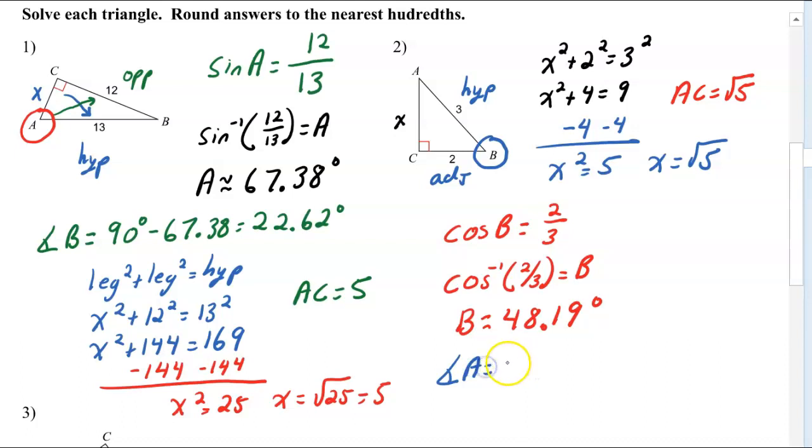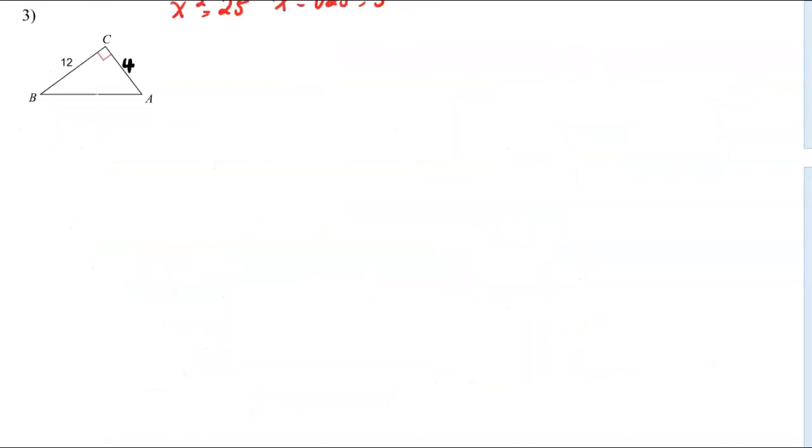We know that angle A and angle B add up to 90 degrees. So angle A is equal to 90 minus 48.19. And doing that on my calculator, I get approximately 41.82 degrees. So in both problems 1 and 2, I have solved for the missing side and the missing angles. So let's take a look at one more example.